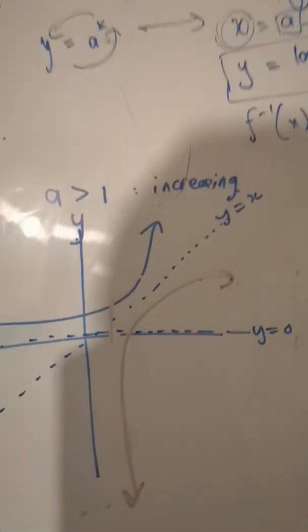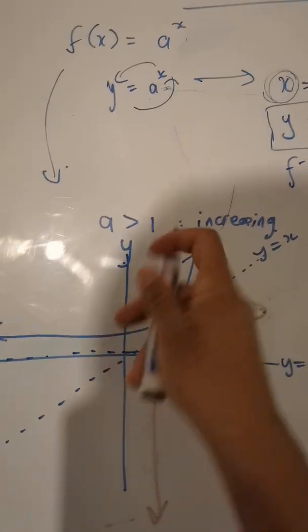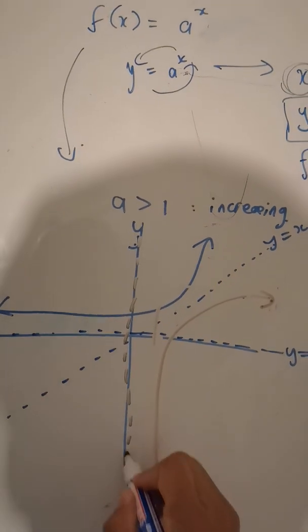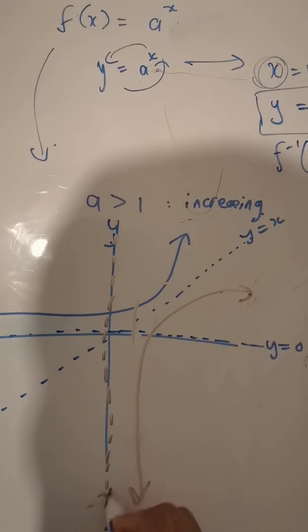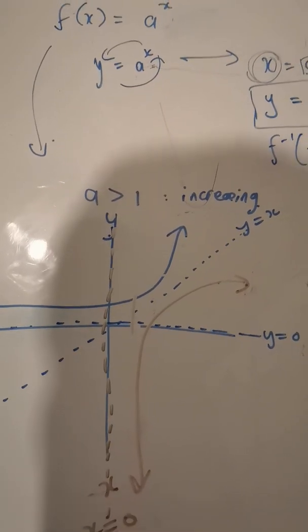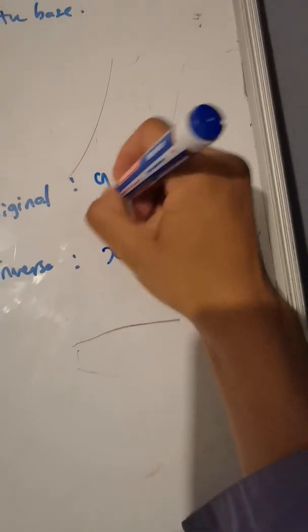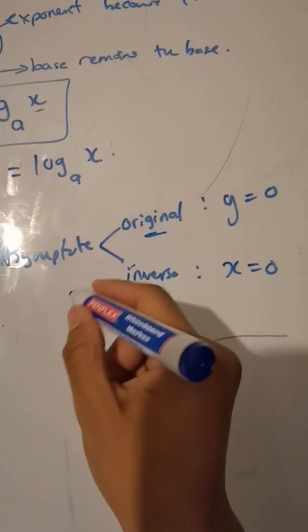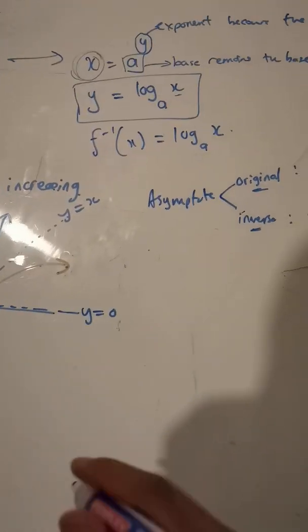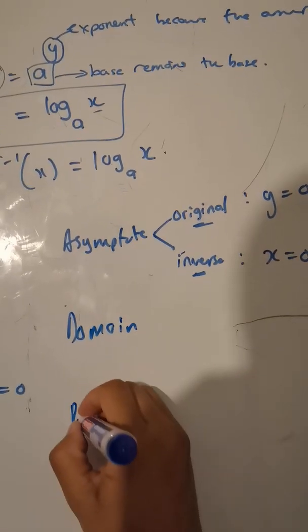Now in the inverse, your asymptote is switched to the side, and therefore the asymptote of the inverse cuts the x-axis, so it's x equal to 0. So x equal to 0 is the asymptote of the inverse, but y equal to 0 is the asymptote of the original graph. Then I also want to mention domain and range.